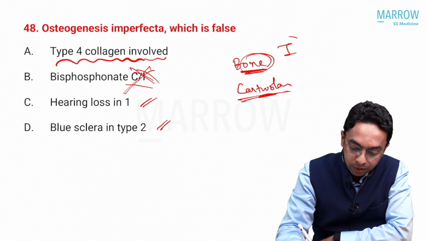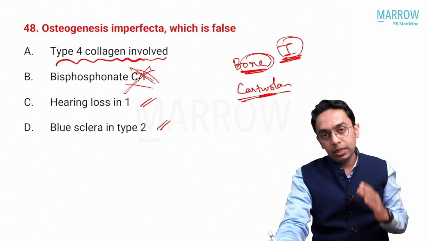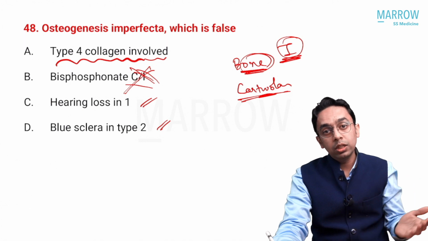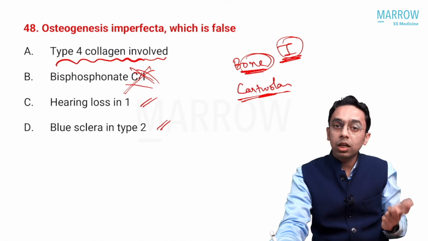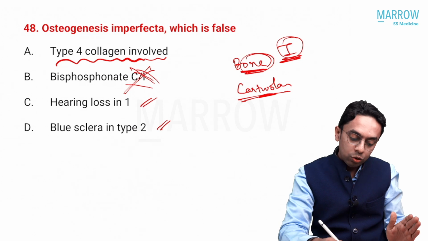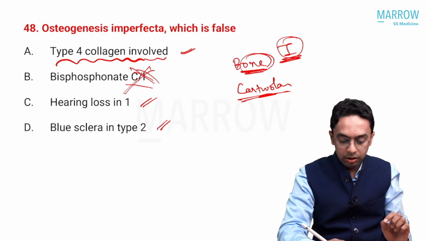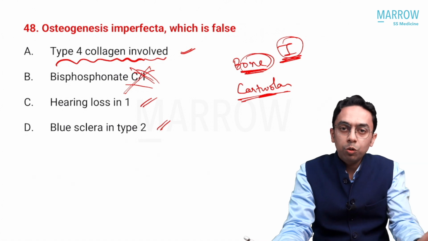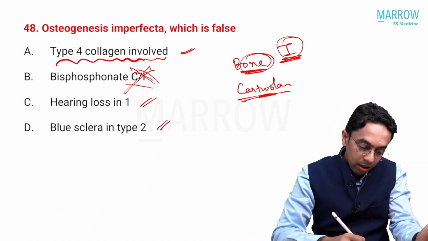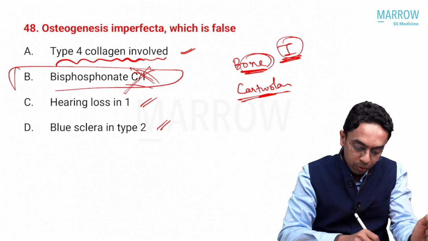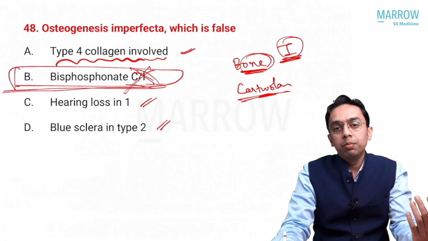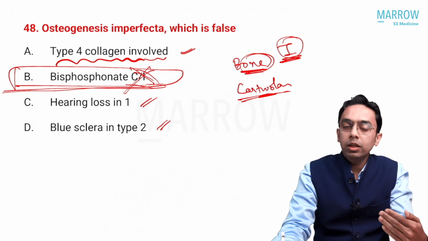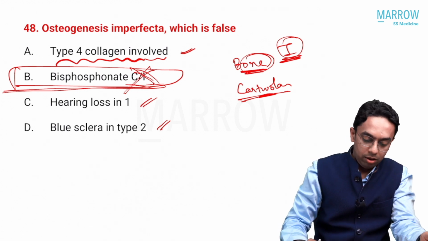It is mainly the type 1 collagen which is involved, but yes, there are genes in osteogenesis imperfecta where collagen processing is defective, in which other collagen may be affected. So these we can consider as yes, type 4 collagen can be involved, but when I was searching for this option, I could not get it directly. But probably the answer here is bisphosphonate contraindicated, because they are the mainstay of treatment. So bisphosphonate is not at all contraindicated.